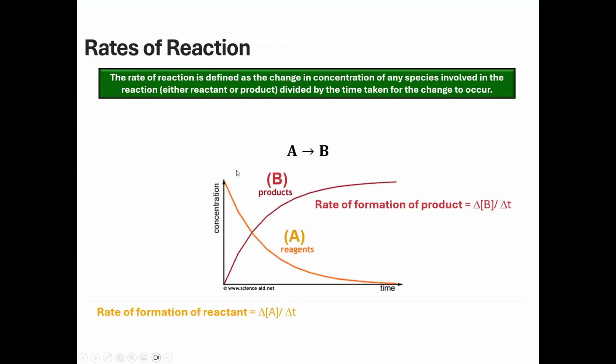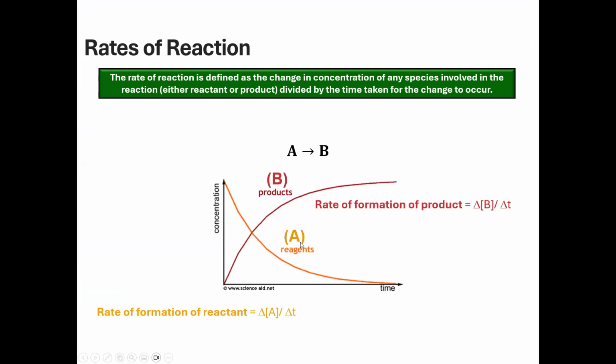So what the rate of reaction actually is: it's defined as the change in concentration of any species involved in the reaction itself. We can either monitor the reactant or the product, and you divide that by the time it takes for that change to occur. You'll see here a common enough example.